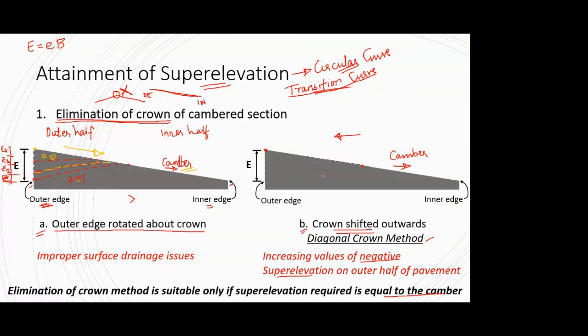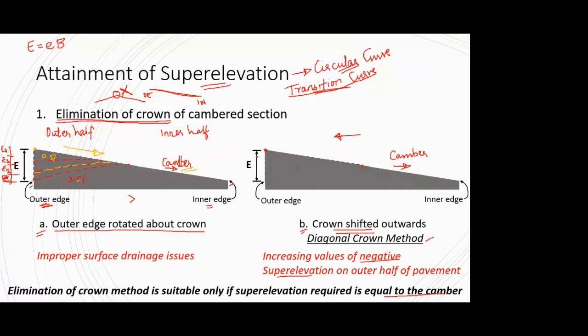So when I say that I am matching the slope of the outer half to the inner half, what I am doing in that case is just providing whatever the value of camber is, that value itself I am providing as the superelevation. So that is the disadvantage of your first method, elimination of crown.